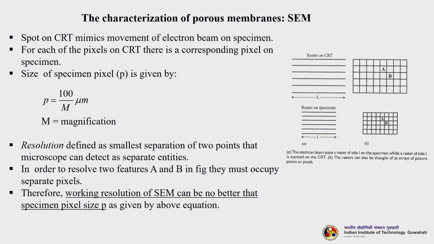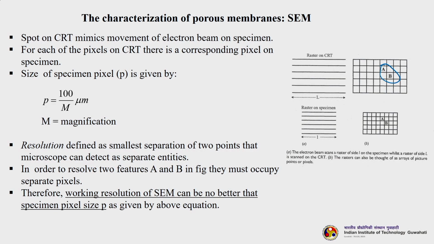The spot on the CRT mimics the movement of the electron beam on the specimen. For each pixel on the CRT, there is a corresponding pixel on the specimen. The size of the specimen pixel is given by p = 100/M micron, where M is the magnification. Resolution is defined as the smallest separation of 2 points that the microscope can detect as separate entities. Here you can look at these 2 pixels, marked A and B. These 2 pixels should be distinctly visible separately. How distinctly they are visible is actually the resolution.